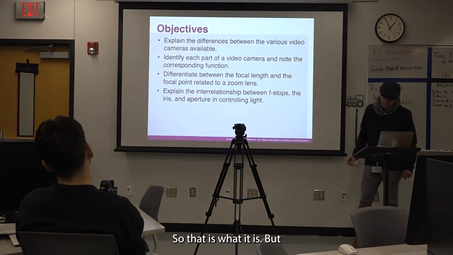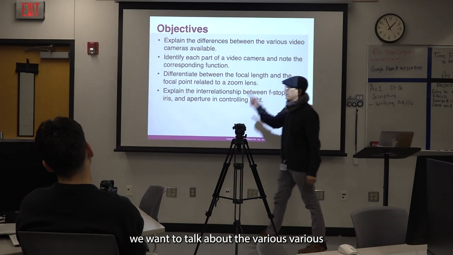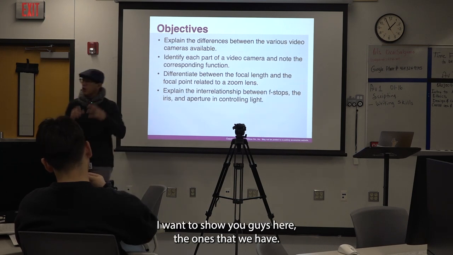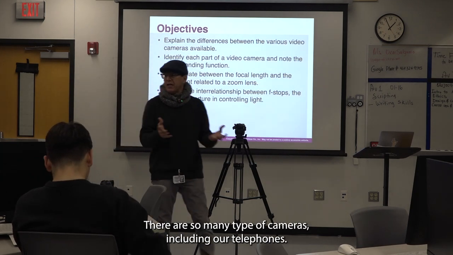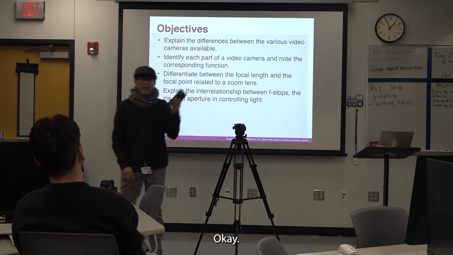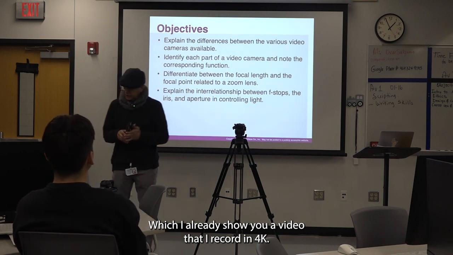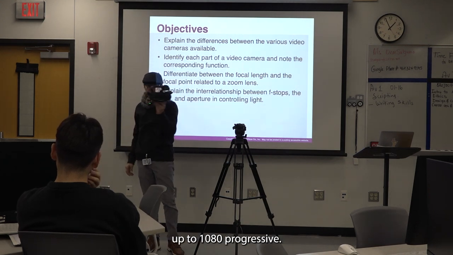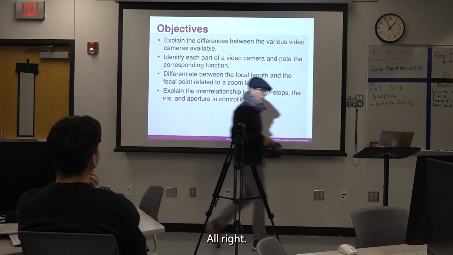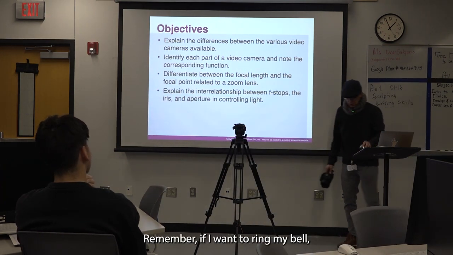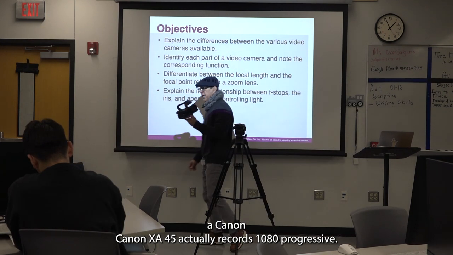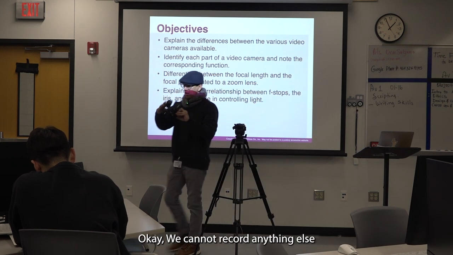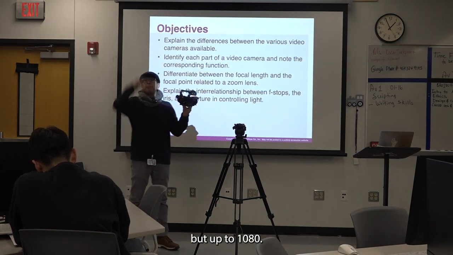But we want to talk about the various video cameras available. I'm going to show you the ones that we have. There are so many types of cameras, including our telephones, which I already showed you in a video that I recorded in 4K. This records high definition up to 1080 progressive. Take note: the Canon XA45 records 1080 progressive at the top. We cannot record anything higher than 1080.